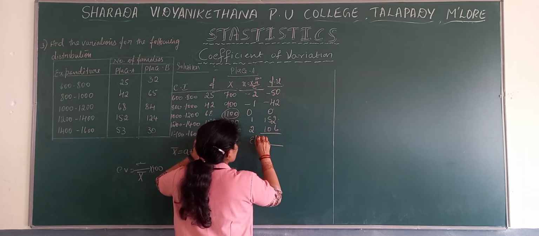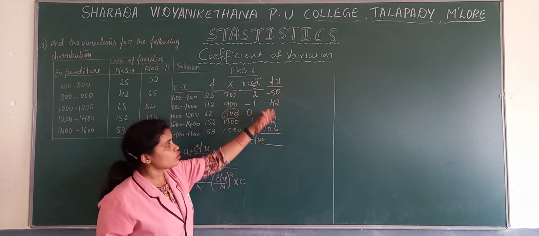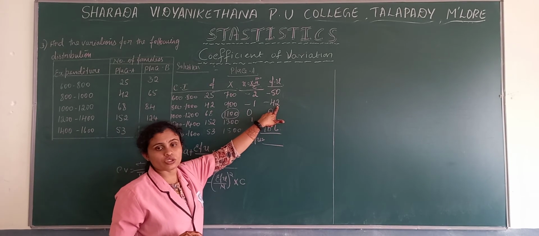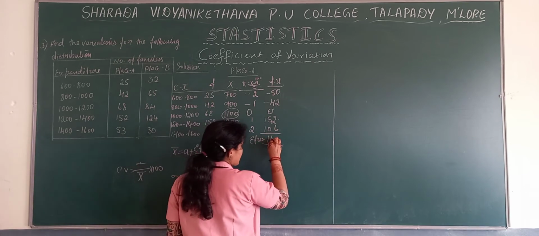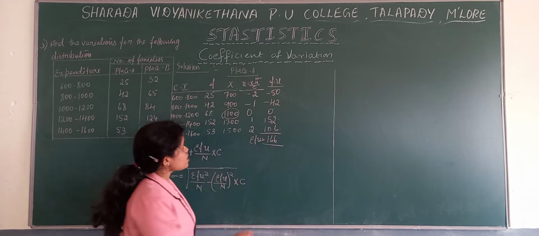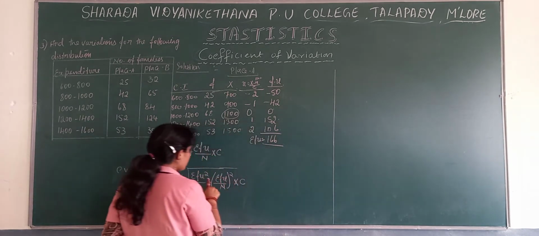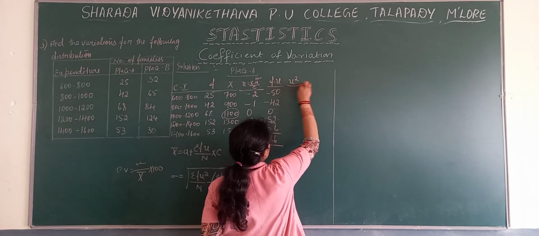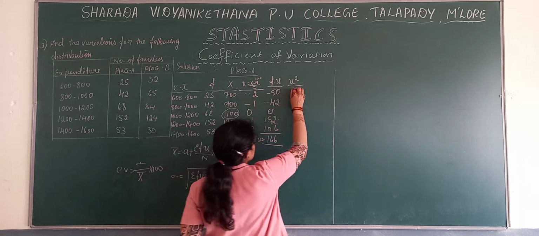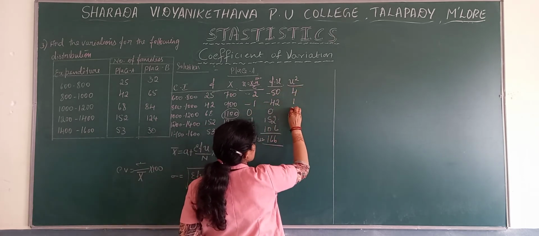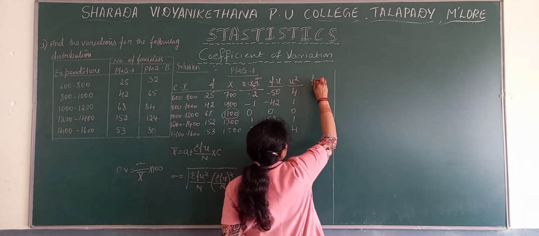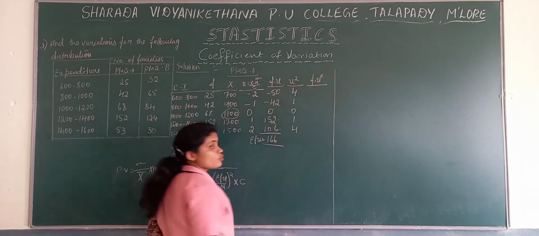Sigma FU. So when we total this value and deduct 50 and 42, we get 166. Next column, that is FU square, but before that make the U square. U square means here it is 4, 1, 0, 1 and 4.